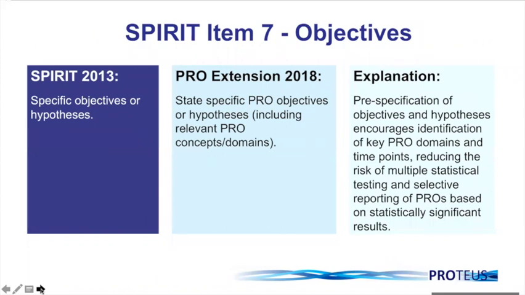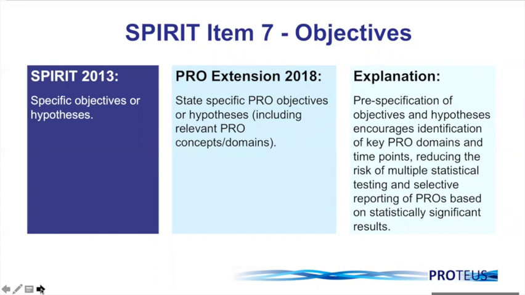Now we move on to item 7, which is objectives. We clearly need to specify the objectives or hypotheses as stated in Spirit 2013. And specifically, we need to specify the PRO objectives or hypotheses, including any relevant PRO concepts or domains. Pre-specifying the objectives and hypotheses encourages identification of the key PRO domains and the time points, and this will help reduce the risk of multiple statistical testing and selective reporting of results.